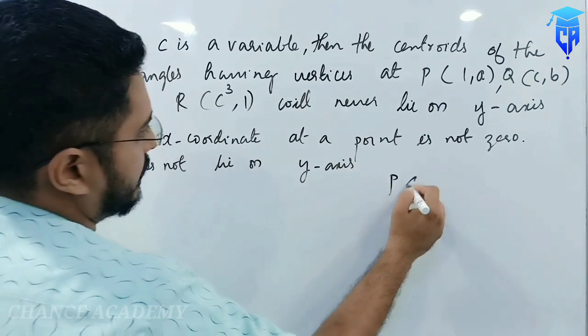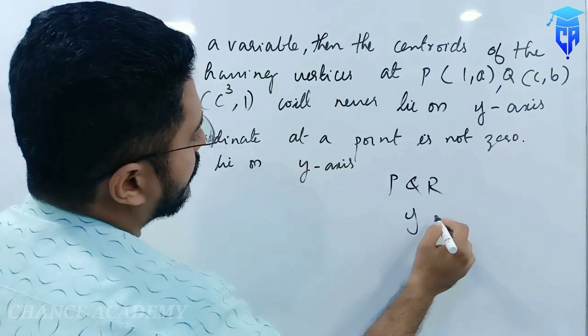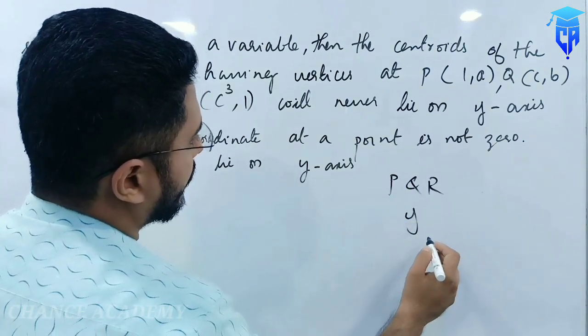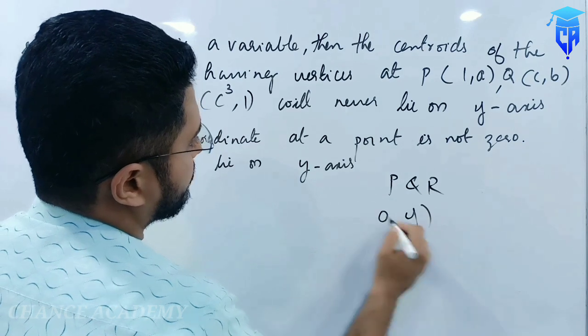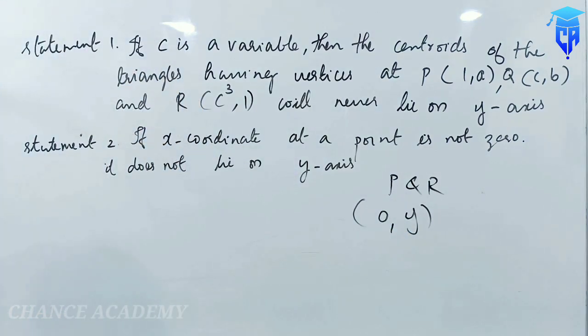According to the first statement, the centroid of the triangle formed by PQR will never lie on the y-axis. Any point on the y-axis will be of the form (0, y). So never lying on the y-axis means it can be anything other than this. And according to statement 2, if the x coordinate of a point is not 0, it does not lie on the y-axis. If the x coordinate is not 0, the point will not lie on the y-axis. So statement 2 is true. You can conclude statement 2 is true.